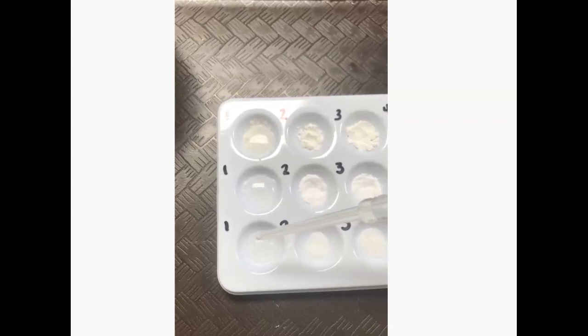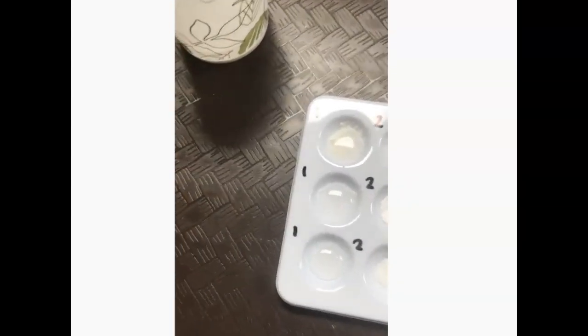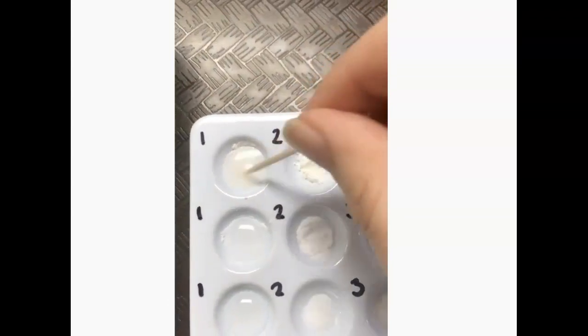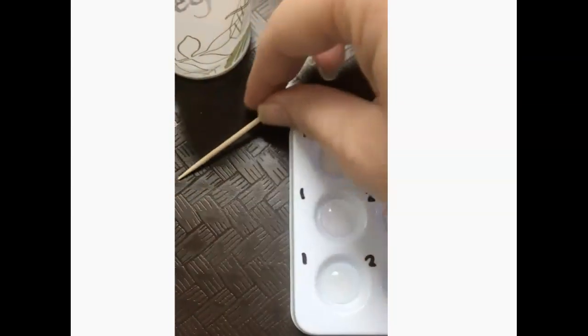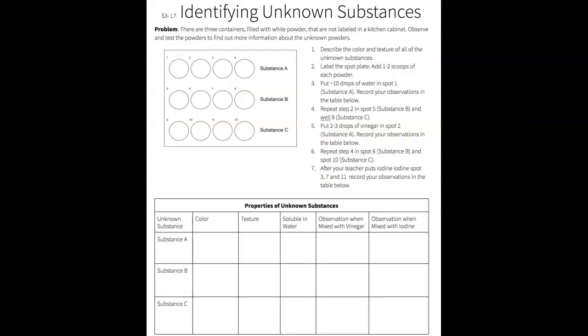The first thing students are going to do is fill every well labeled number 1 with water. They're going to use the toothpick to stir, and they should see if the substance reacts with the water. They'll record their observations in the soluble in water column found on the data table, and then they'll repeat that step, except they'll use vinegar the next time.